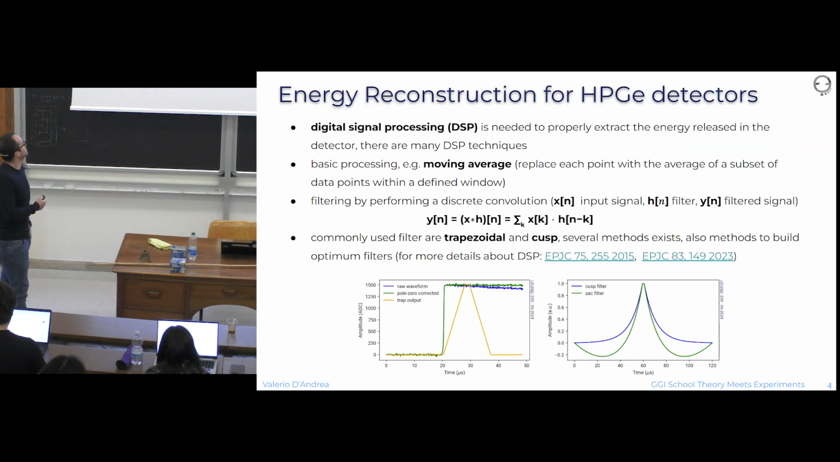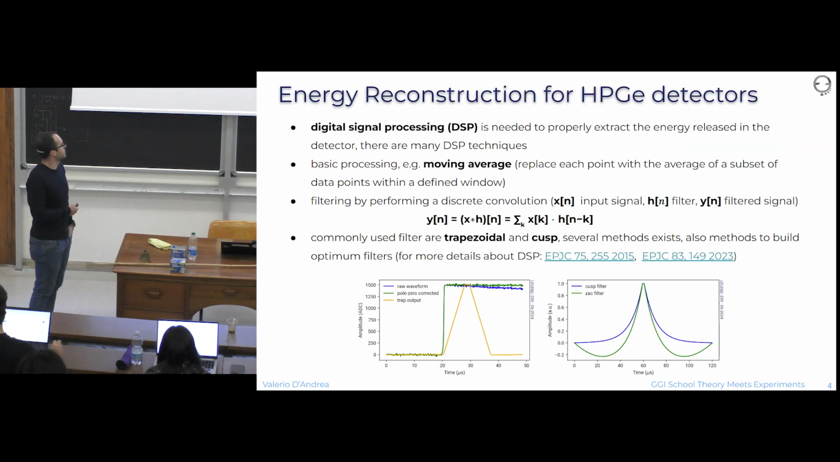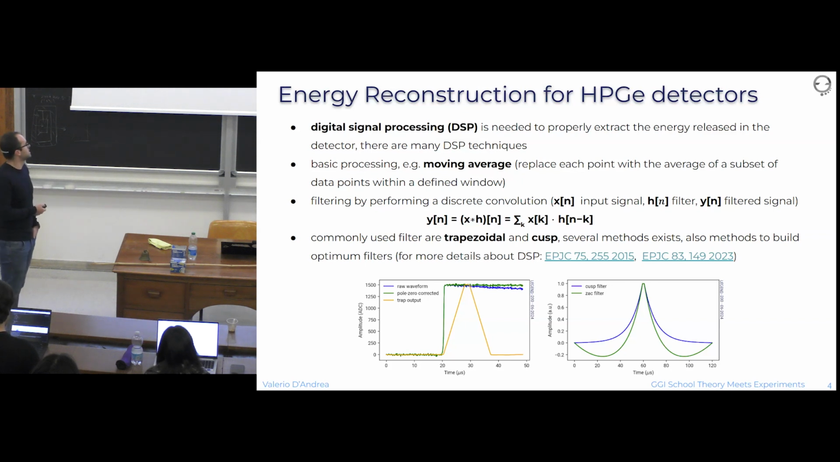We can call them either waveforms, signals, or raw signals, and you want to process them in some way to extract the information of interest for your case, and you do this with digital signal processing. There are many types of digital signal processing. Usually what is done is a discrete convolution of the signal with a filter.